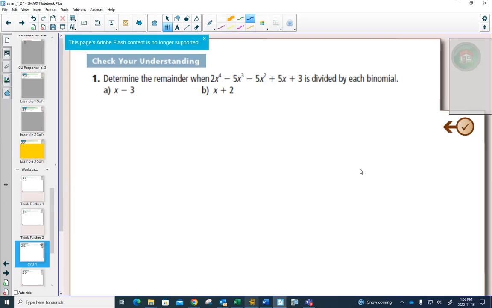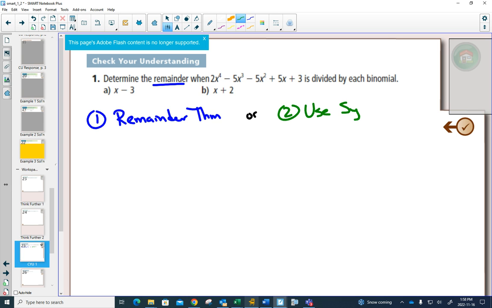Determine the remainder. If they're asking for the remainder, you can either do number 1, use the remainder theorem, or number 2, use synthetic division. So someone says, can you find the remainder? You can either use the remainder theorem or use synthetic division. I'll do both, and you can decide on this one which one you think is better.